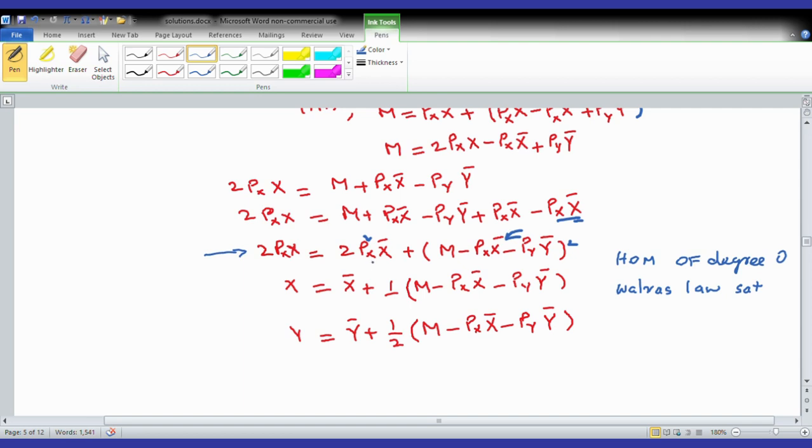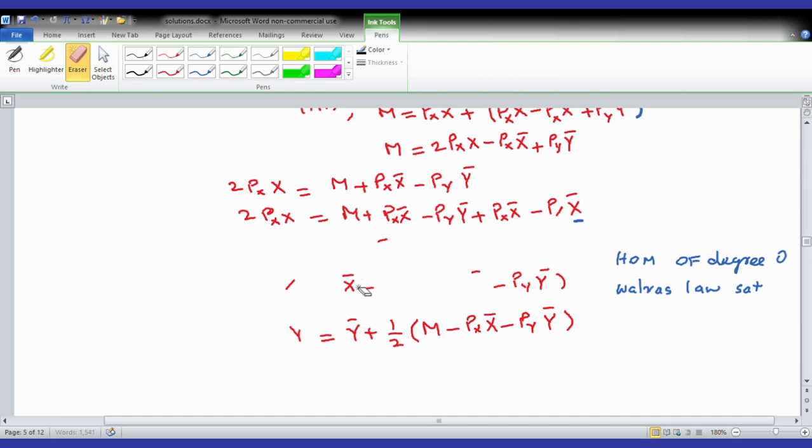When I divide this equation by 2px, so I get x bar here, and I get half of 2px here, half of 2. Let me do it in the next equation here. Let me do it correctly. Alright, so that confusion is not here.